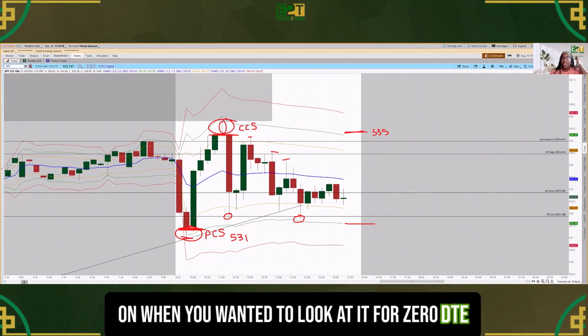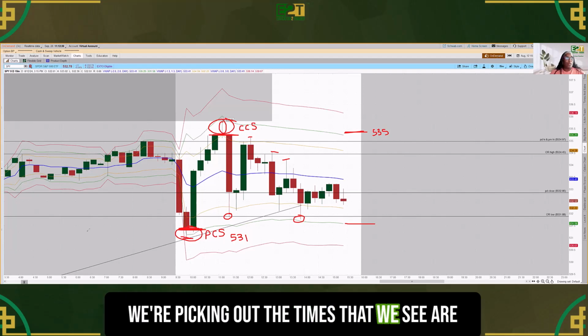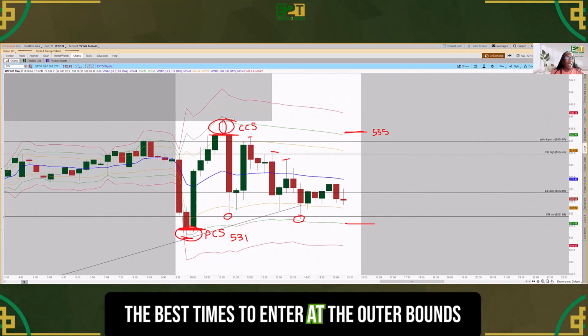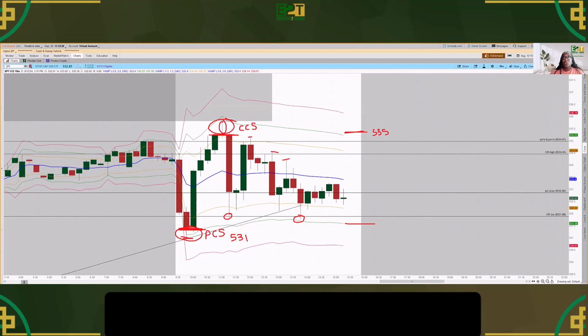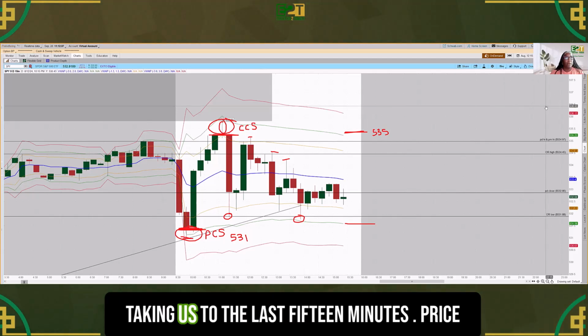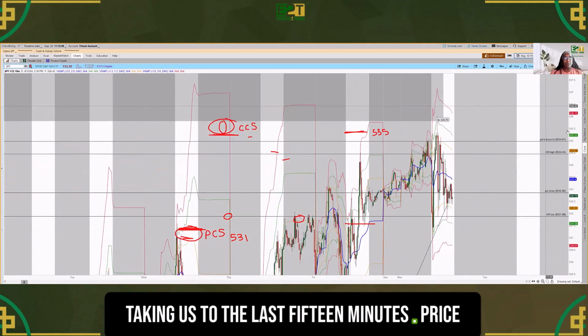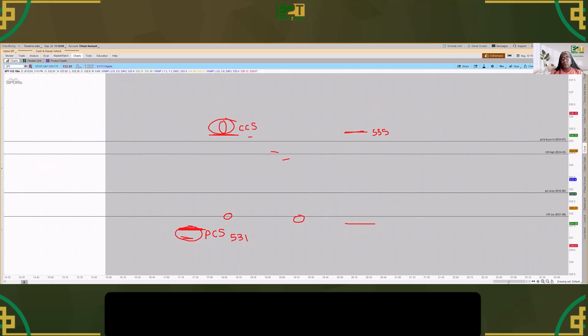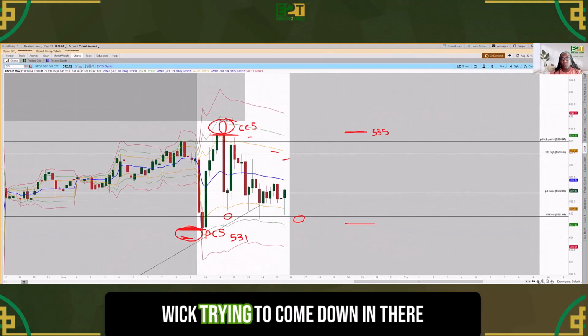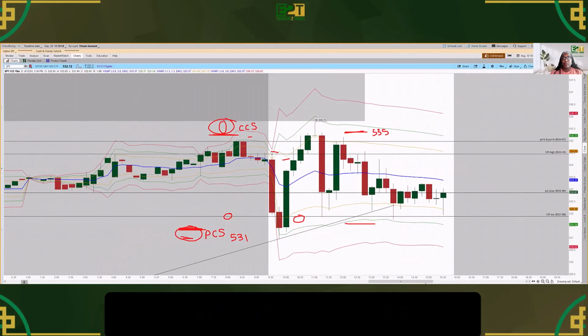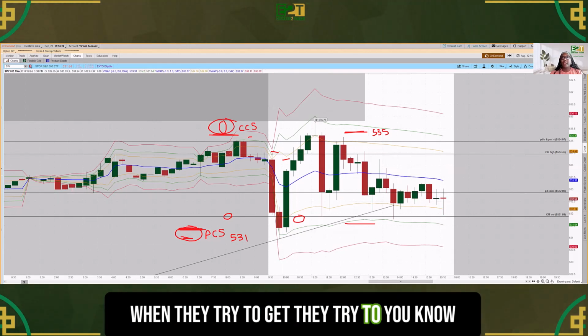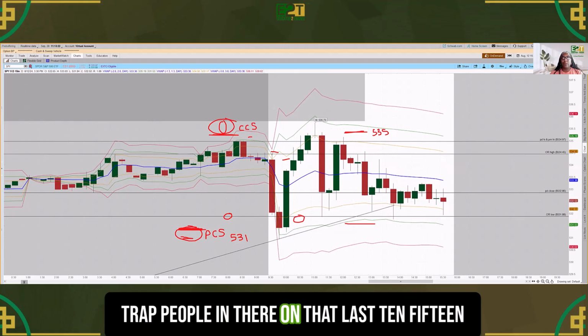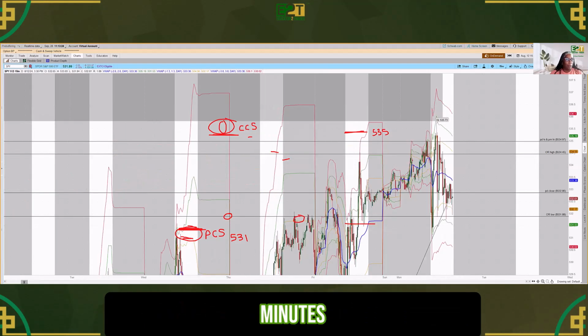For 0 DTE, we're picking out the times that we see are the best times to enter at the outer bounds. Taking us to the last 15 minutes, price is still hanging out between the yellows. Wick trying to come down in there, but the price stays above, when they try to trap people in there on that last 10, 15 minutes.